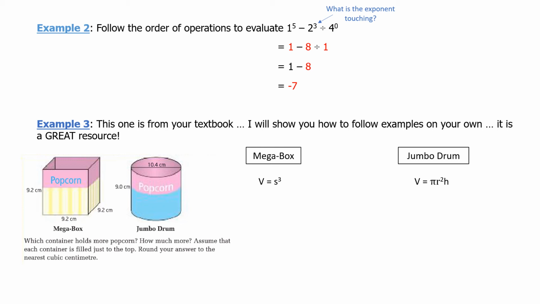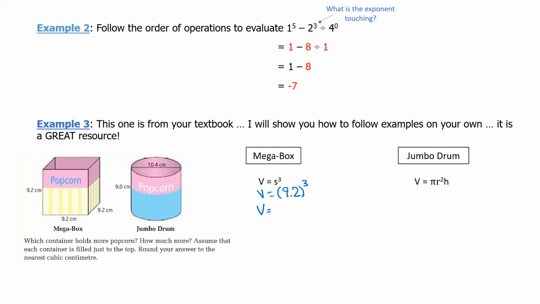So I sub in for the side, mega box is 9.2, so the volume is equal to, I'm going to always substitute using brackets. Remember that rule? (9.2) cubed. So 9.2 cubed, here you may use your calculator. You'll have some questions in your homework where it says right on your homework that you can use your calculator. 9.2 cubed, so I'm going to write down what we've got here.